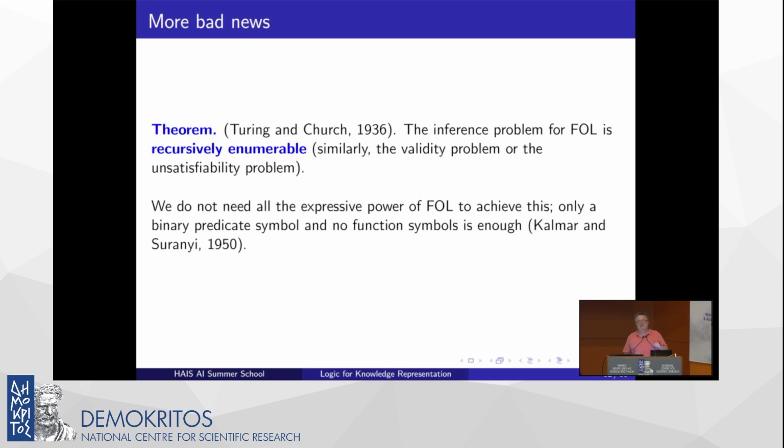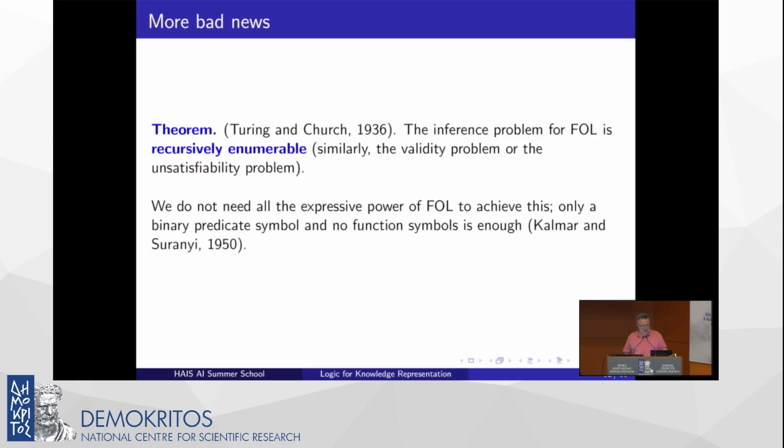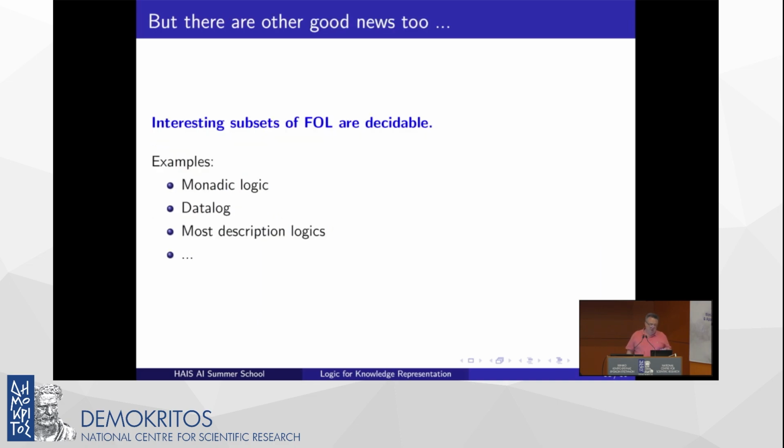And actually, to prove semi-decidability, you don't even need everything. You just need a binary predicate symbol and the symbols of quantifiers and binary connectives and so on. You don't need function symbols. You don't need more comprehensive predicates and so on. It's very sad. This is sadder, of course, but this is disappointing also. But not so much, because we are positive people.